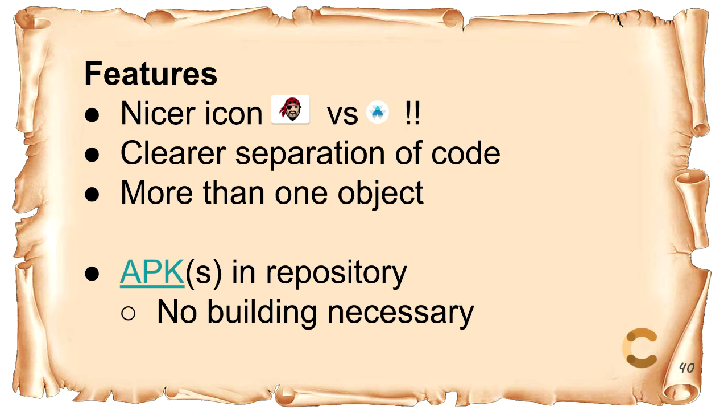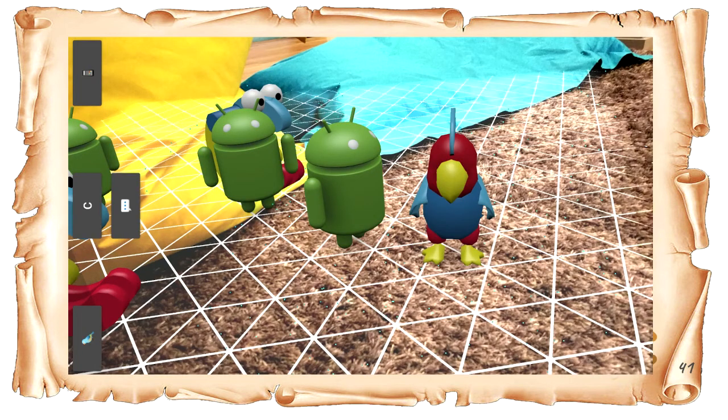The best feature for me is obviously it has a nicer icon, which you in the back row can't see. It has a pirate icon on it. So immediately way nicer. Again, it's code, so it's a bit personal taste. I like the separation of code more because I have it in more than one class, and it's separated by concerns. And as you can see here, it actually renders more than one object.